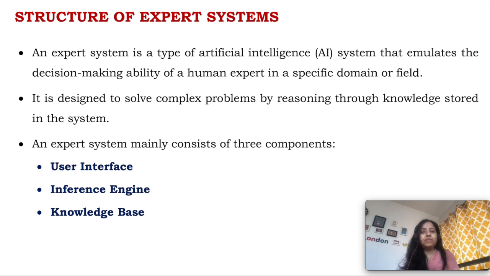An expert system is a type of artificial intelligence system that emulates the decision-making ability of a human expert in a specific domain or field. Here, emulate means replicates. It is designed to solve complex problems by reasoning through knowledge stored in the system. An expert system mainly consists of three components: user interface, inference engine, and knowledge base.